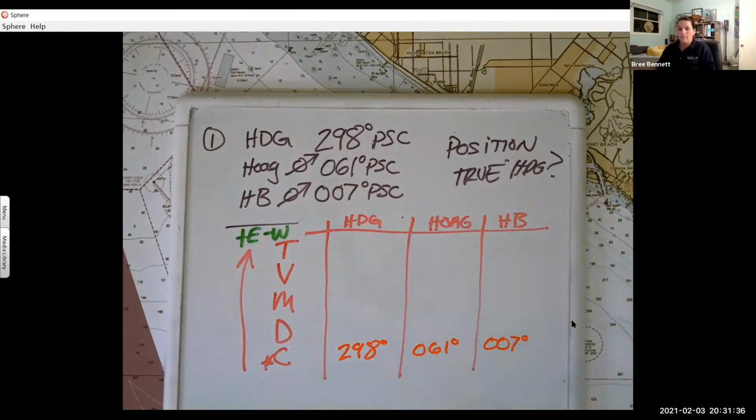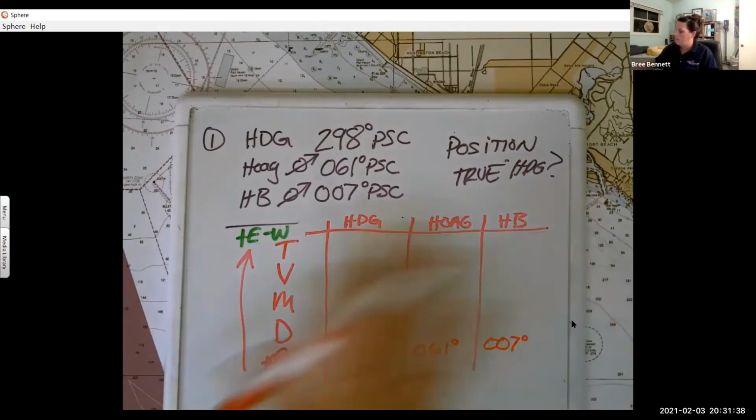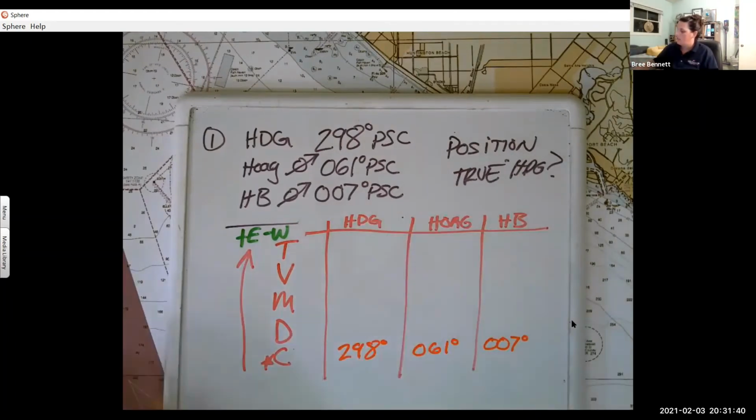So far, I've just created a format of how I'll plot or how I'll calculate this. I haven't come up with any new numbers or anything. So I'm starting at C, and I'm going to work my way up to true so that I can plot my true things on the chart.